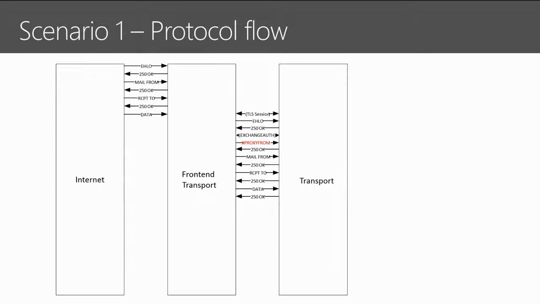Now, the front-end transport transfers the mail from, the receipt to, and the data fields to the transport service. Once the transport service has received all that data, that's when it'll reply back with the 250 OK. I have now stored that piece of mail. That piece of mail is now my responsibility. And it will return a 250 OK. Eventually, the sender will quit the connection once it has sent that mail item.